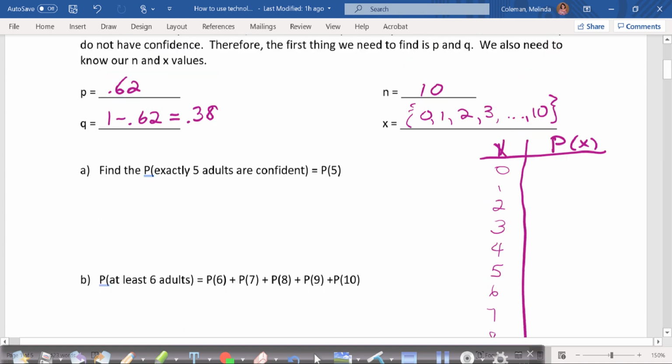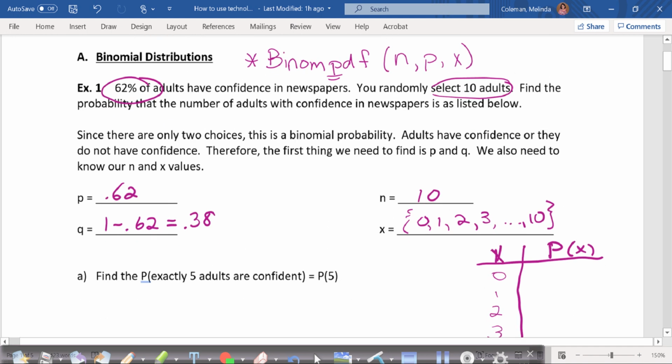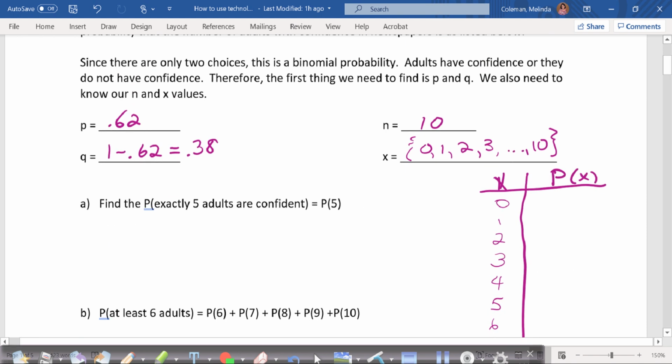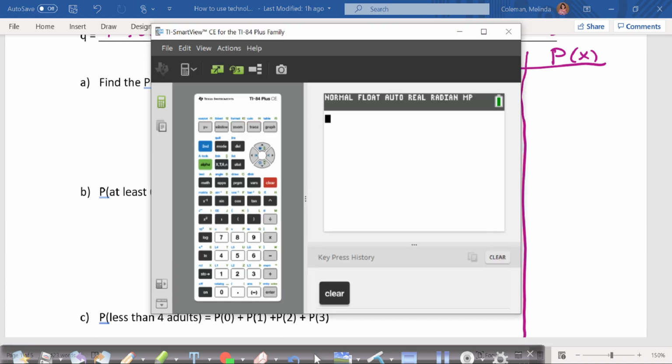In order to do this, I'm going to use the feature on my calculator that is binomial. And I'm going to make sure that I'm using the correct one, which is PDF, P for probability. When I do that, I have to give it some arguments. The arguments that I'm going to use are N, P, and then X. That's why we had to find the N, P, and the X. So I'm going to fill in my chart using that information. I'll go to my calculator.